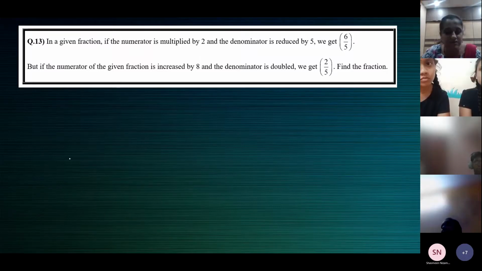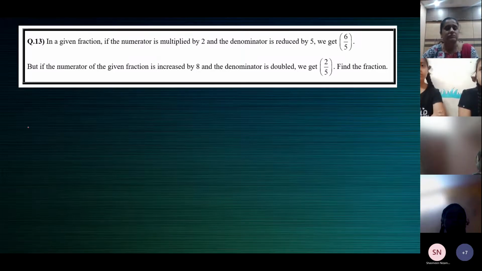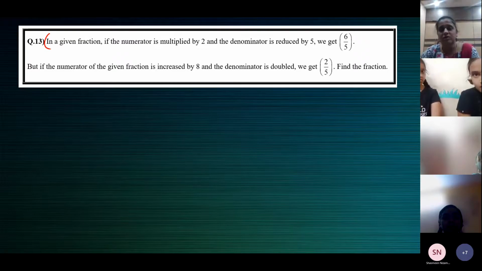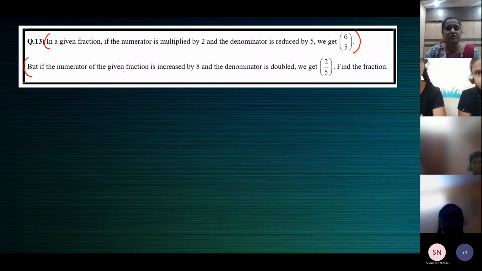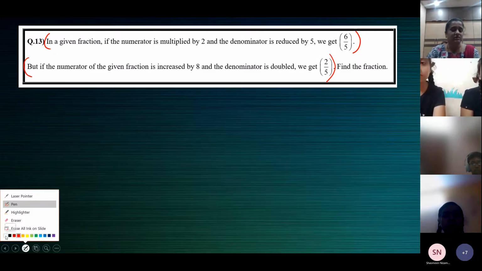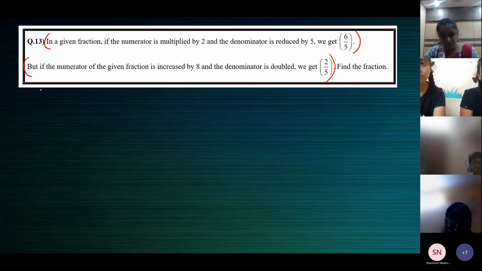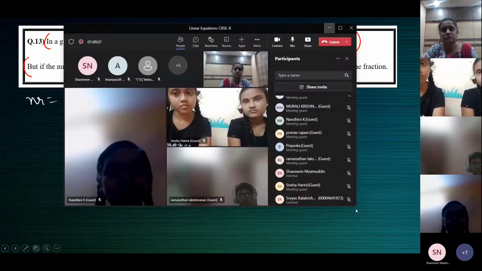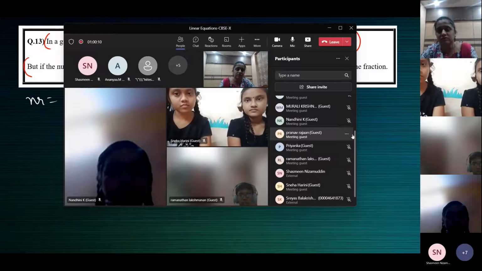Can anyone else other than Sneha and Harini volunteer to answer this? In a given fraction, if the numerator is multiplied by 2 and the denominator is reduced by 5, we get 6 by 5. But if the numerator of the fraction is increased by 8 and the denominator is doubled, we get 2 by 5. Find the fraction. Can someone else answer this other than Sneha and Harini? Class, use the emoji. Raise your hand.